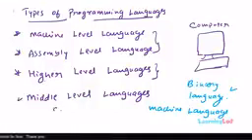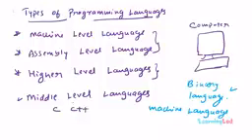And we have languages like C and C++. These are all middle level languages, because they allow the programmer to work with the computer memory and data, and also provide all the features of the high level languages. And in the high level languages, we have Java, C#, Python, etc.